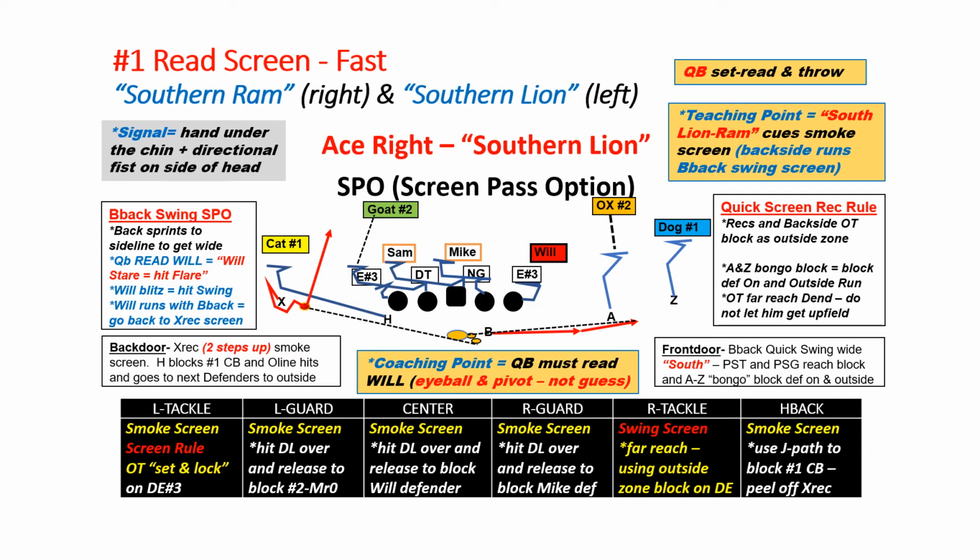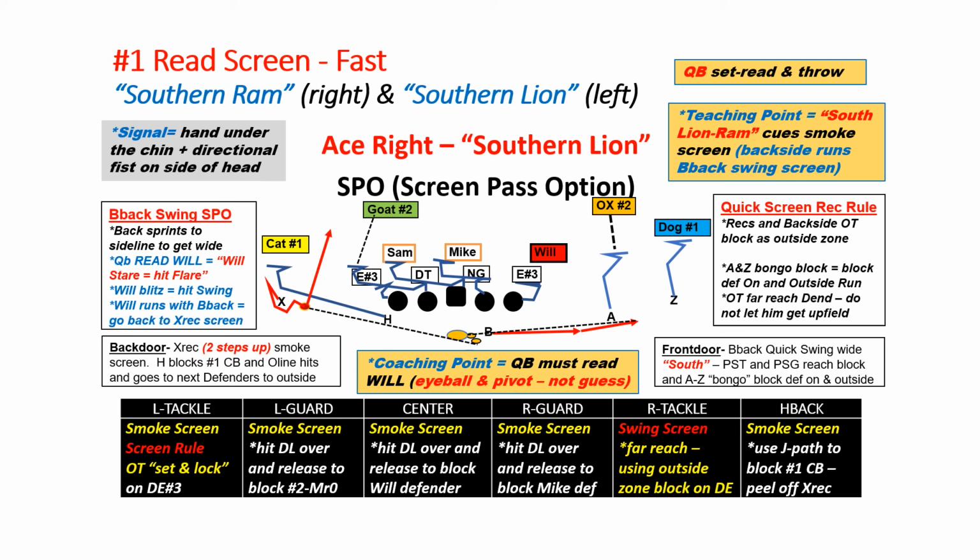All right, so here's our read screen. It's our fast screen or a screen pass option. We're going to use south, the screen cue, Southern, and then line to the left, so it tells us it's a fast screen. Again, the left tackle is going to stay big and far reach to his left. The left guard is going to hit and pull flat to the goat, number 2. Center is going to pull flat to the Sam, and this backside guard, right guard, is going to pull flat to the Mike. The right tackle, also with fast screen, is going to far reach to his side, to the backside.